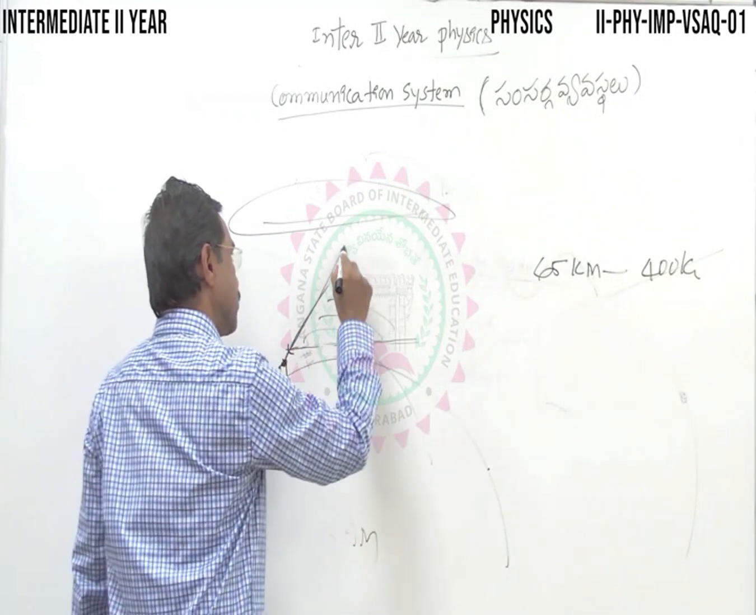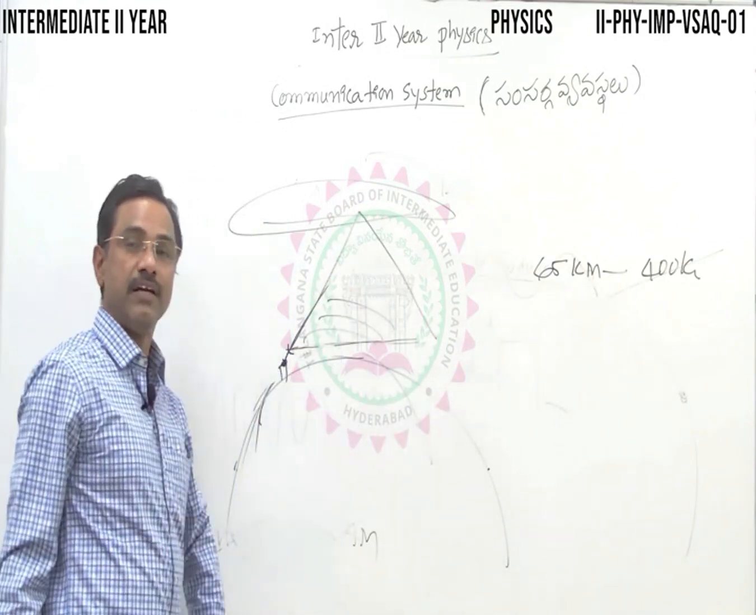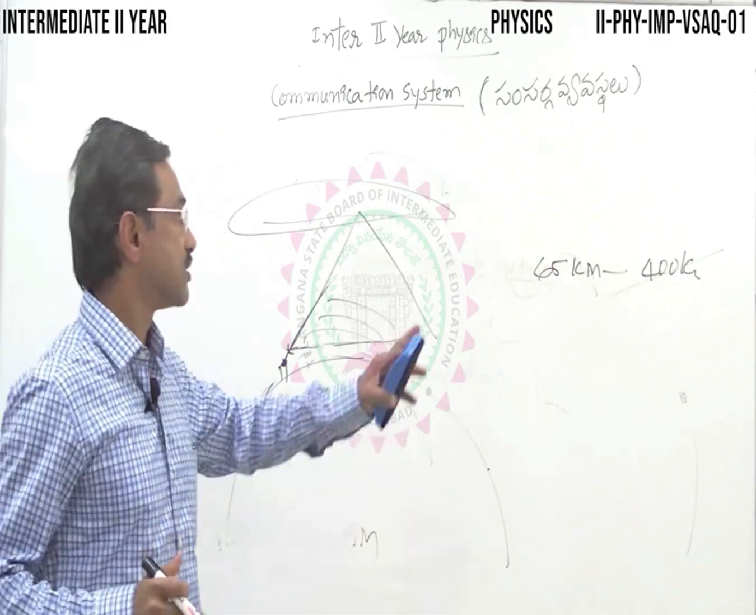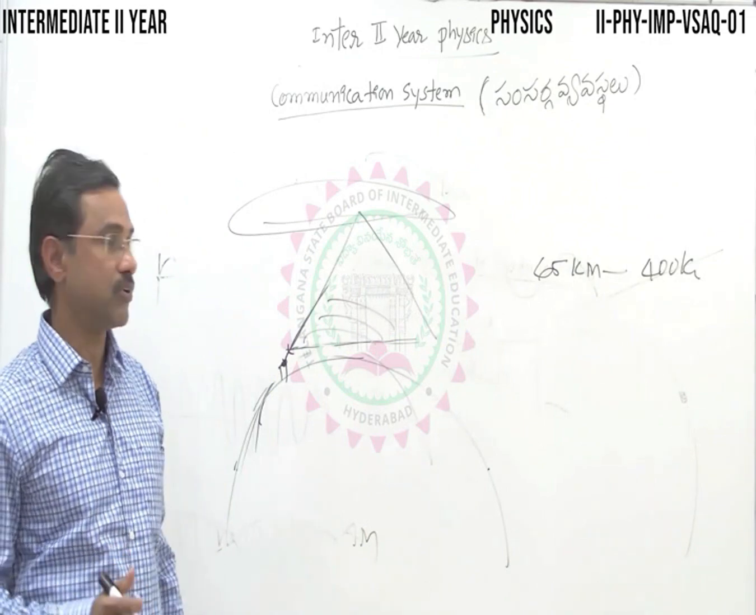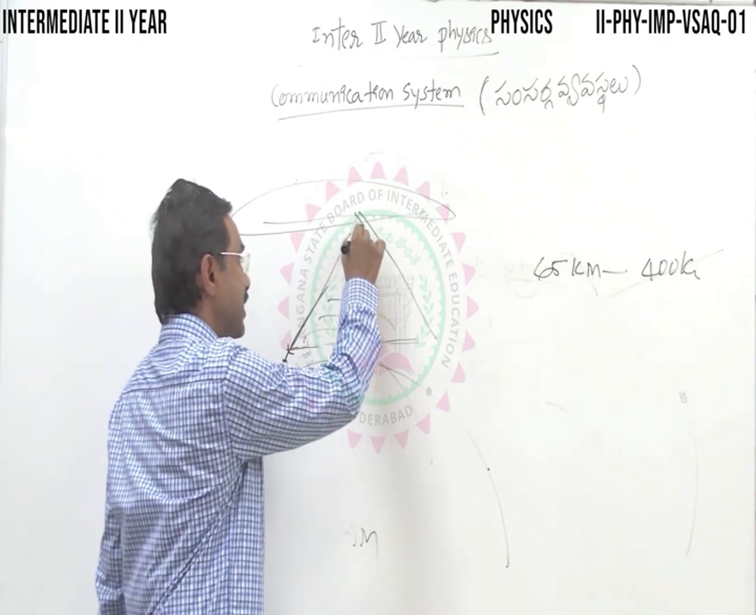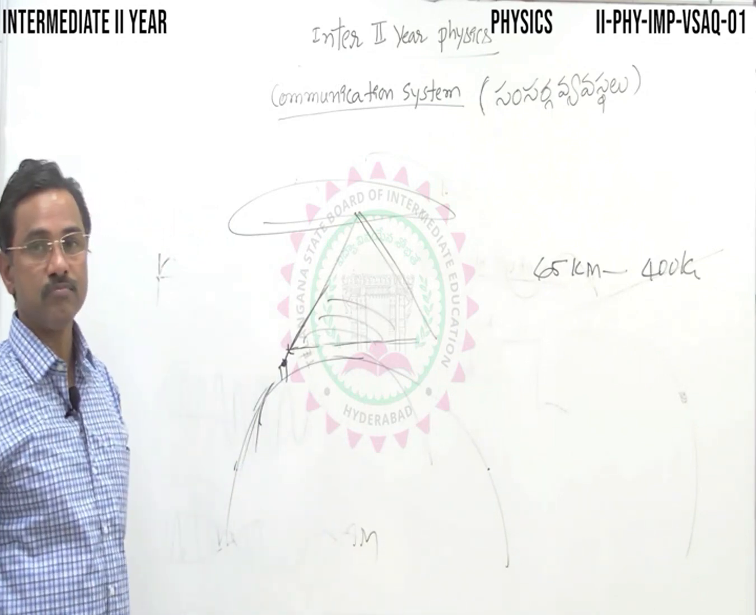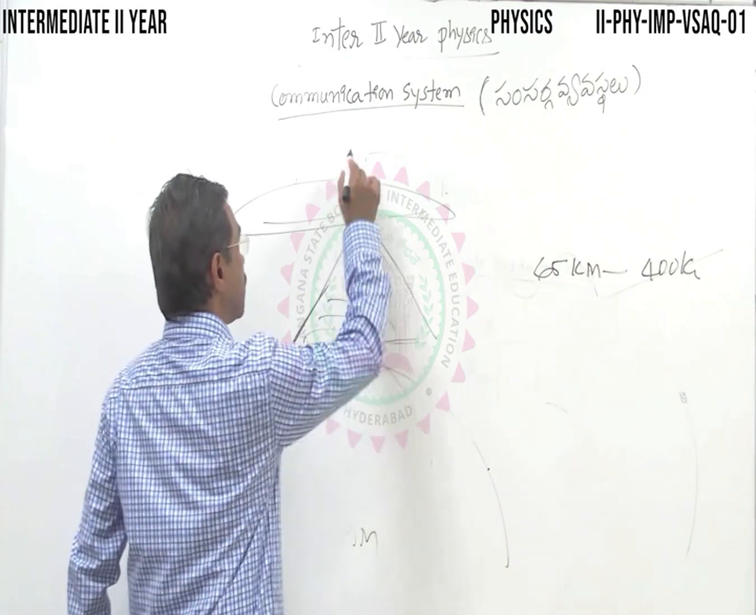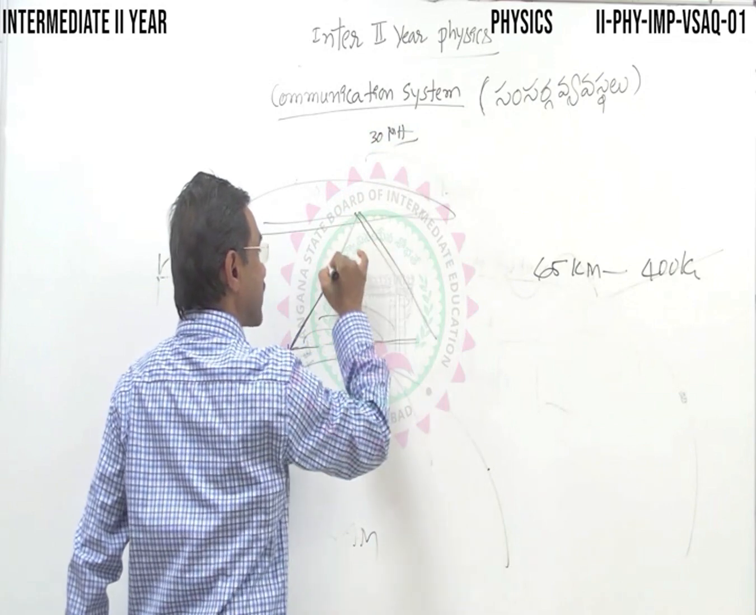The signal will go and get reflected by the ionosphere layer, which has maximum density. This is in between 65 to 400 kilometers, that intermediate level. So the ionization density will be maximum. That layer behaves like a reflector. So these waves, up to 30 megahertz, get reflected back.